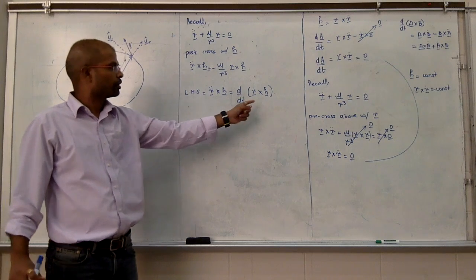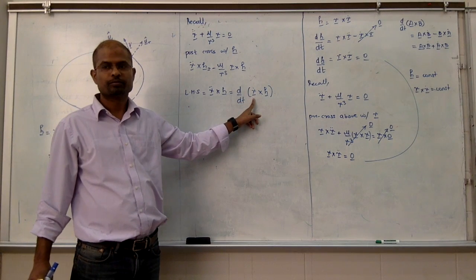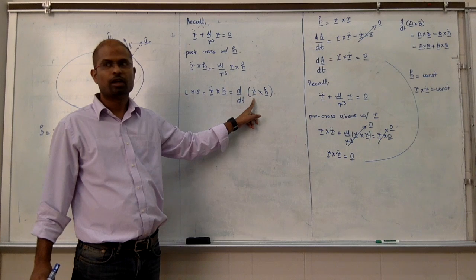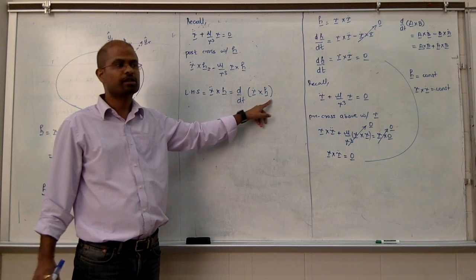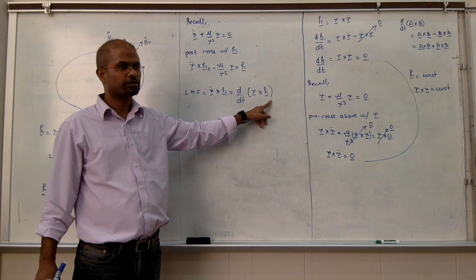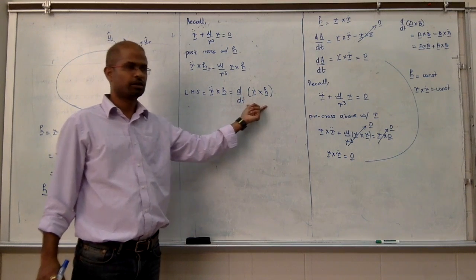If you take the derivative of this, what are you going to get? You're going to get r double dot crossed with h minus r dot h dot. What is h dot? 0. The derivative of that is 0. So this can be written as this. Got it?